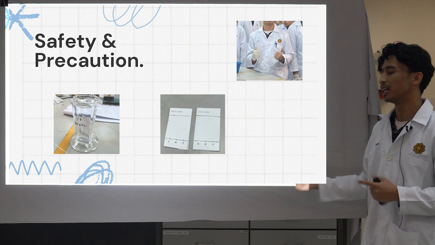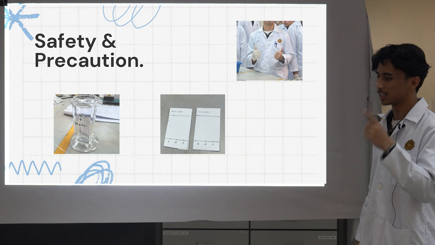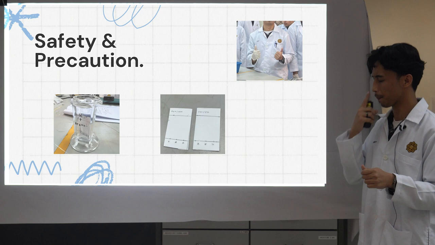And lastly, in the last experiment, we need to use UV light on the TLC plate. We need to use transparent glass because glass does not reflect the UV light. All right, that's all for me. Thank you.